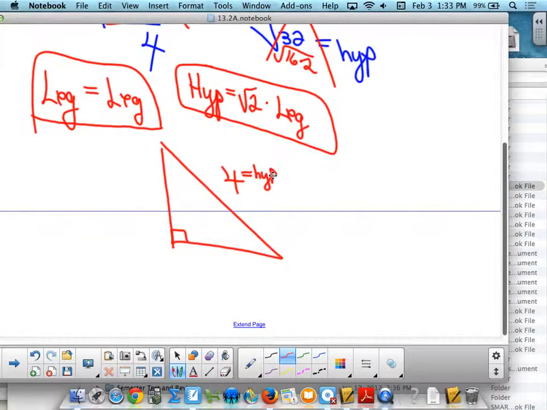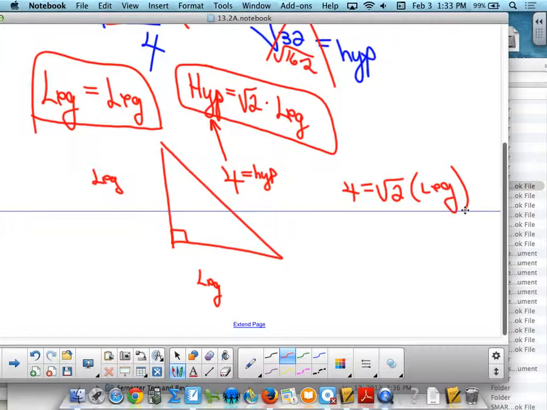Now I want you to find this. Find a leg. Find another leg. They're going to be the same. 2 square root of 2? Okay, here's my thought. If the hypotenuse is 4, and I see a formula right up above it, can't I just put the 4 in for hypotenuse? So I go 4 equals the square root of 2 times what?